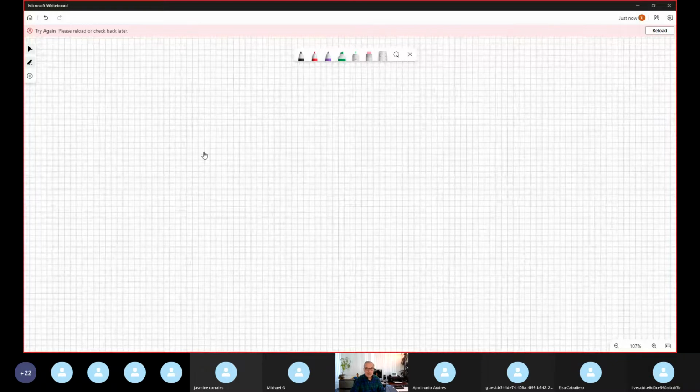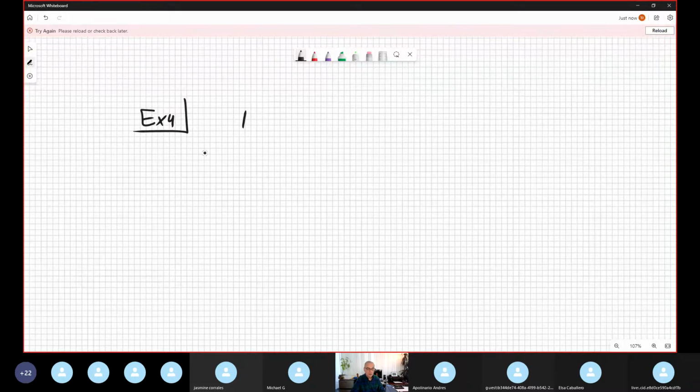Suppose this example, example 4: 18x squared plus 2 equals minus 15x. Is it a quadratic equation, yes or no? Yes. How do you know? Look at that, 2 here. But is it already expressed in standard form? No, we need to organize first.